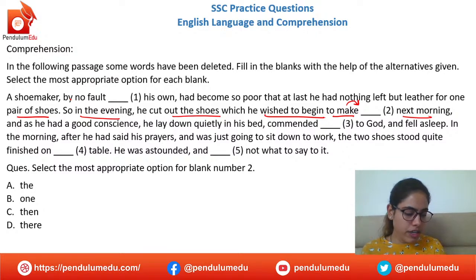One. Devesh says one. To make one next morning. Begin to make one next morning. No. He cut out the shoes which he wished to begin to make the next morning. The next one doesn't make sense at all. It will be the. Yes, Devesh is right. It will be the. Very good, Devesh.